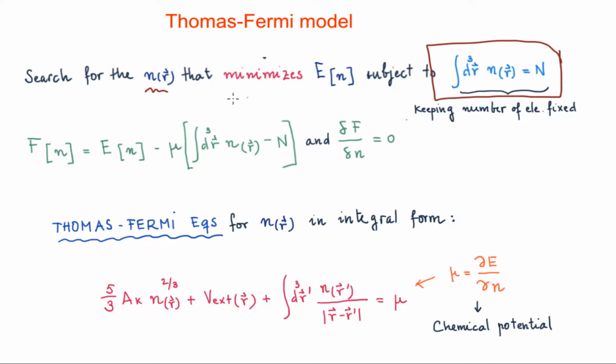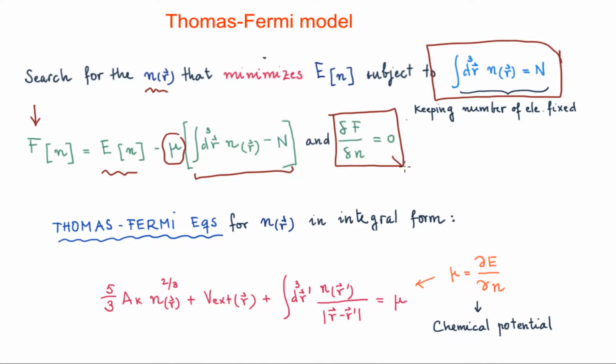For that minimization with a constraint, we apply the Lagrange multiplier method. So in order to do that, we define a new functional, F, which is basically E, the previously defined one, minus mu, which is going to be the Lagrange multiplier, times the constraint we have to consider here. And now, in order to get the equation for the electronic density, we minimize this functional F with respect to the density.